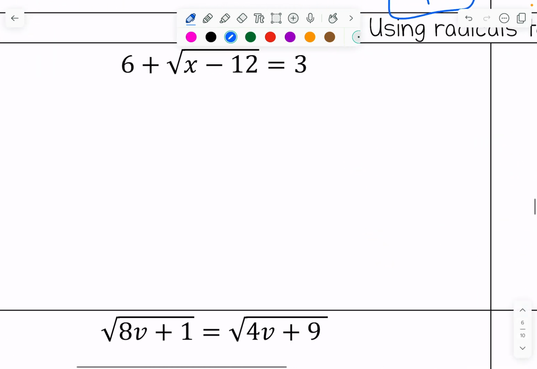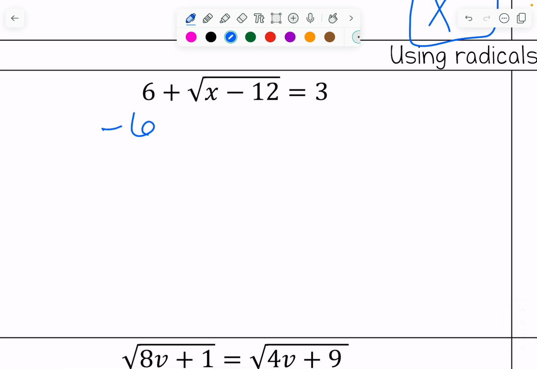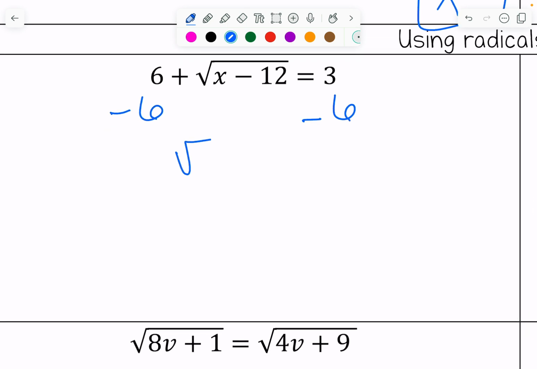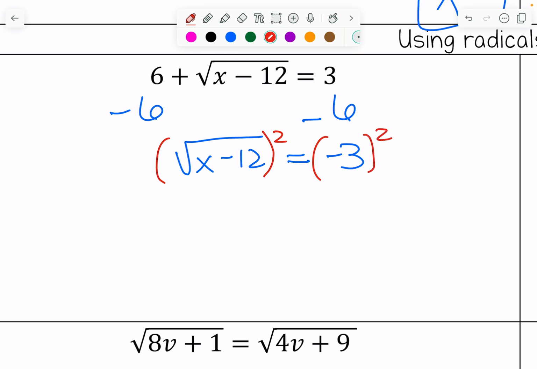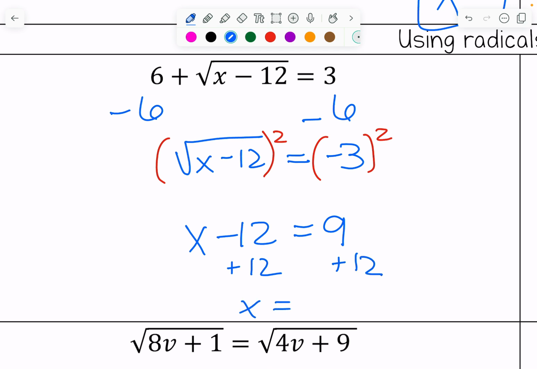So here we go. We're going to minus 6 to both sides. That's going to give us the square root of x minus 12 equals negative 3. Now I'm going to get rid of the square root with a squared. That's going to give me x minus 12. They both undo each other. And negative 3 times negative 3 is 9. Plus 12, x equals 21.